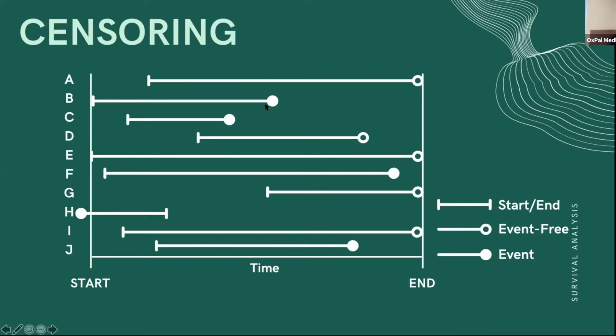Okay, so for participant A, it seems that you're right. The majority of you said that the patient is right censored because the patient completed the follow-up and did not experience the event. The participant A still has the chance of experiencing that event in the future. So that is right censored. That's correct. Participant B, do we think participant B is censored or not? It's a bit mixed here.